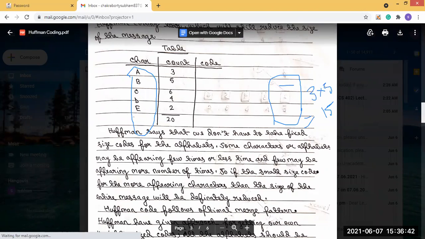That means instead of all characters having 3 bits, some can have 2 bits, some 1 bit, or all 3 bits present. That can be possible. Some characters appear few times, and a few may be appearing more number of times. So if we give a small size code to more frequently appearing characters, then the size of the entire message will definitely be reduced. That is why Huffman says we do not take fixed size codes for the alphabets.